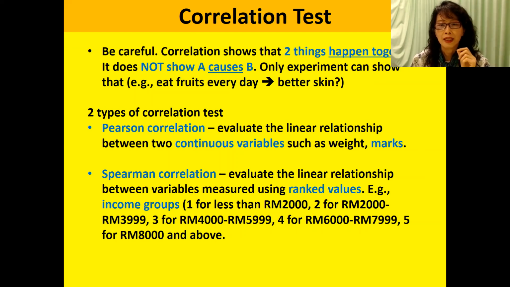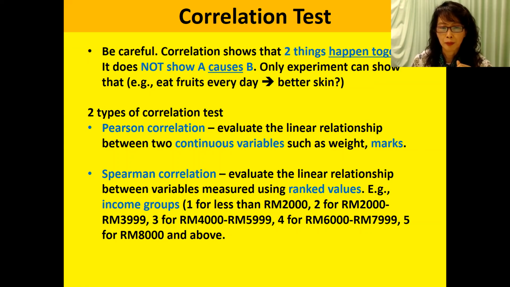Pearson correlation is if you have continuous data, such as the weight and the marks, which goes from 0 to 100. And 100 marks is double that of 50 marks. So this is the continuous variable. If you have these two sets of this kind of data, you can run the Pearson correlation test. But if you do not have continuous variables, you have ranked variables, you can run Spearman correlation test. If you have one variable that is ranked, another one that is continuous, you have to use Spearman correlation test.